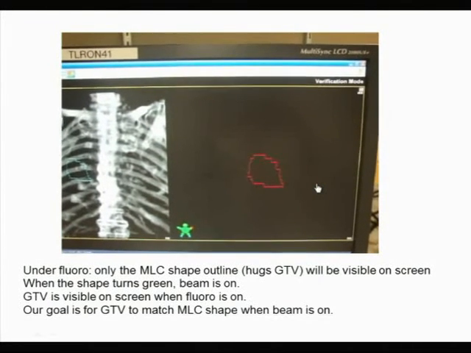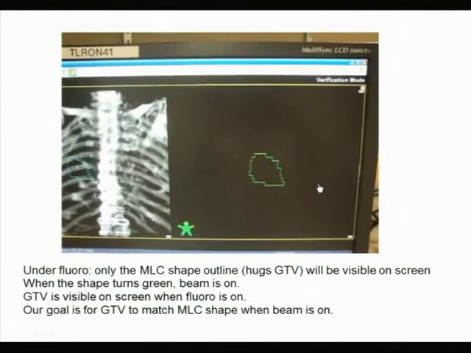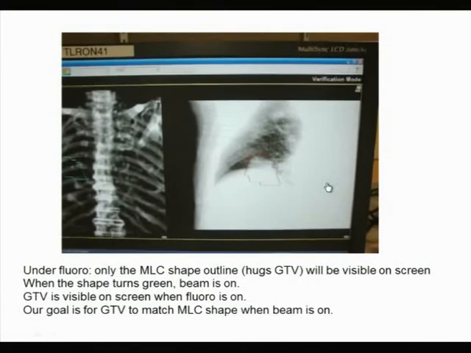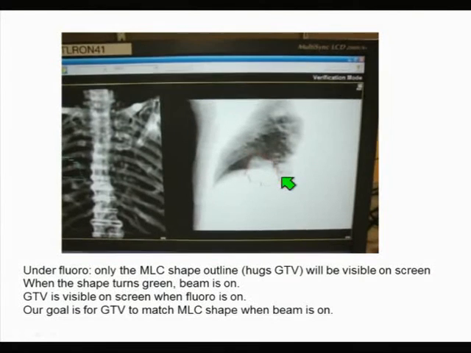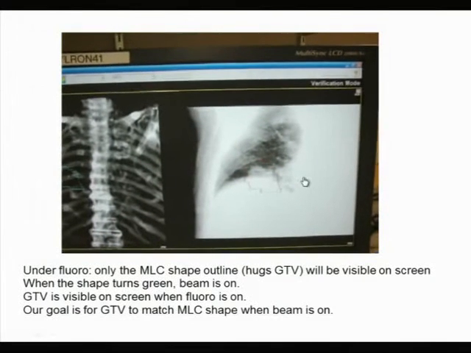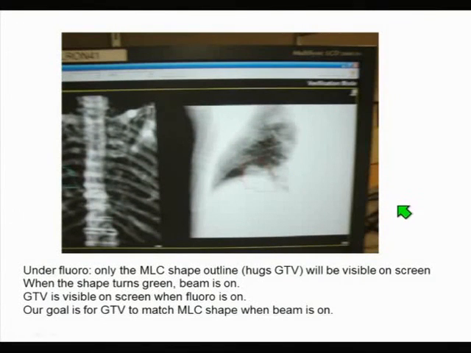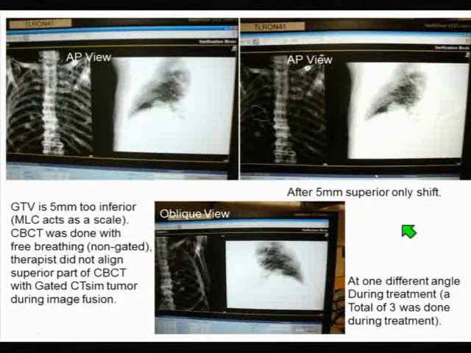When the throttle is on, our objective is to have the GTV hugging. See the green? The GTV has to hug the shape when it's green. So at this point, when you do the cone beam CT, it's done under free breathing. Under free breathing, even if you have the fiducials, if you don't line up correctly, you will have trouble setting up the patient correctly.